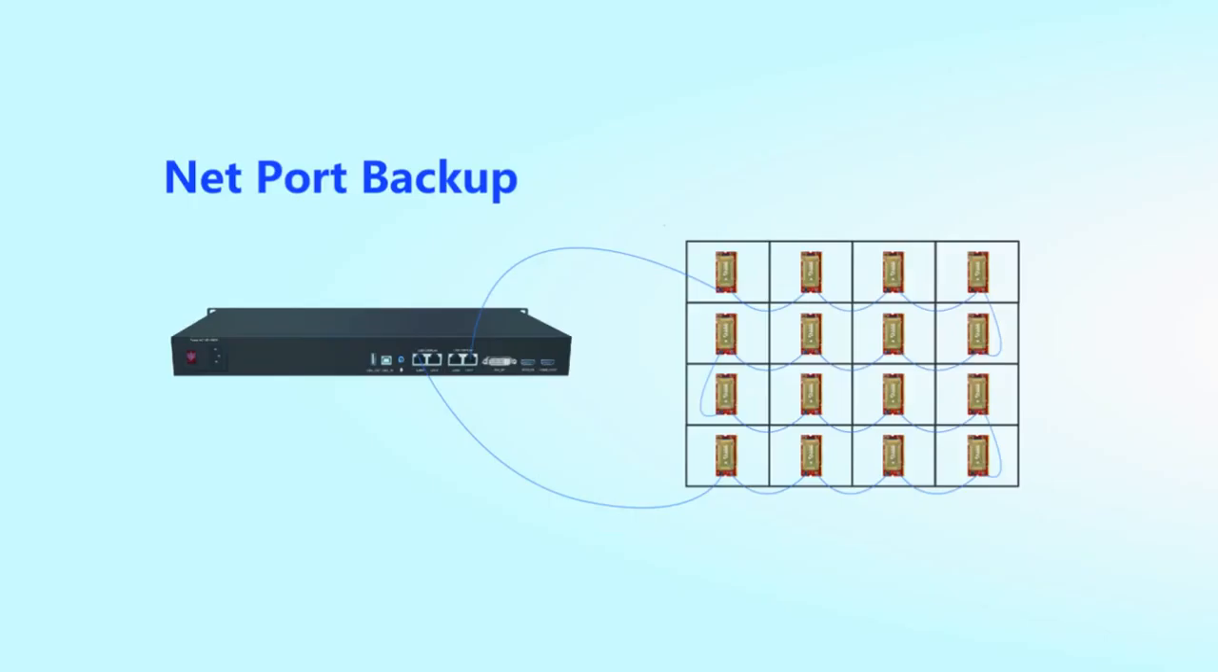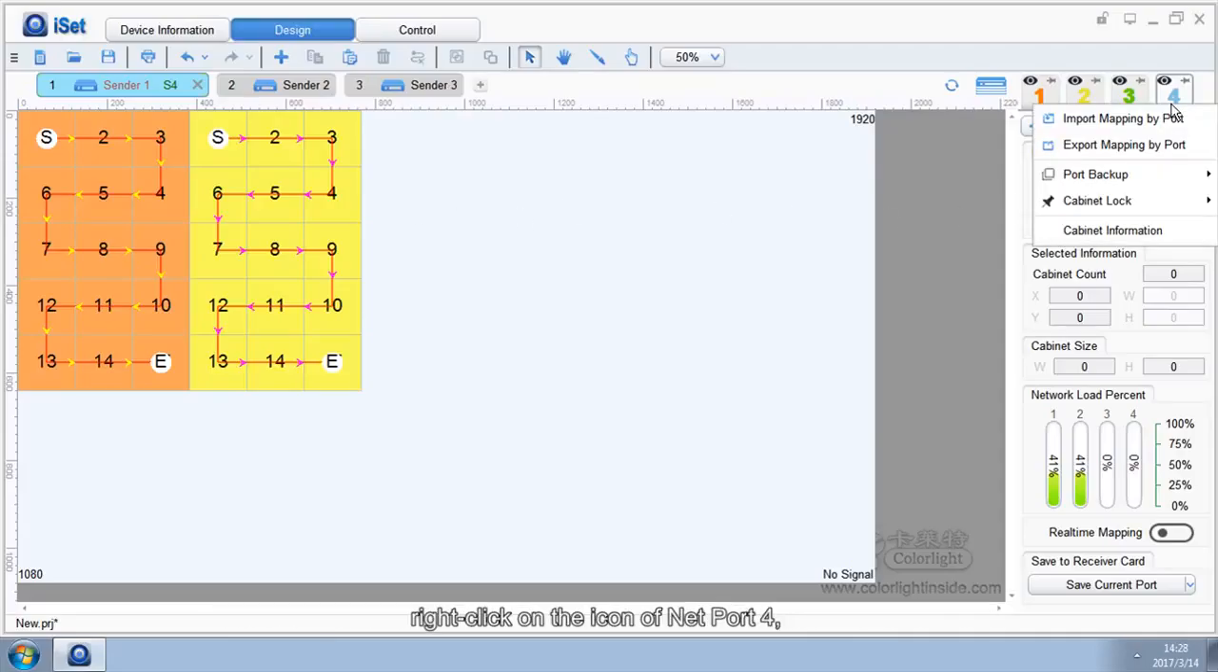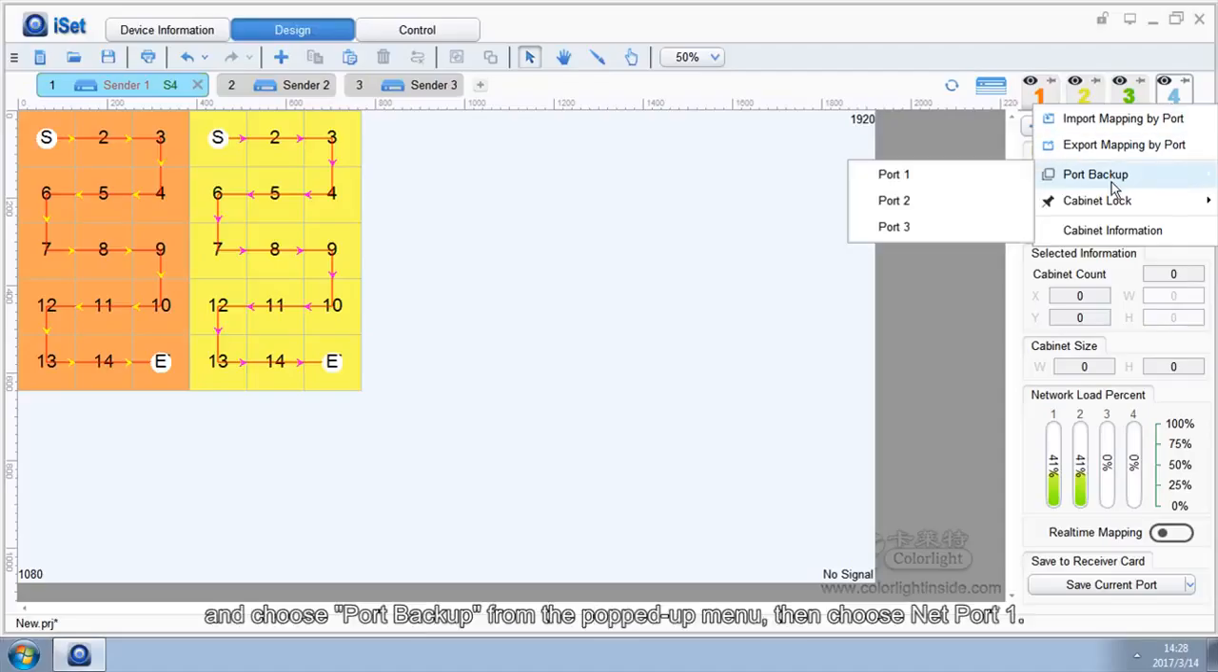NAT port backup. Besides setting backups between senders, iSet can also set backups between senders' NAT ports. For example, if we need to set NAT port 1 as the backup port of NAT port 4, right-click on the icon of NAT port 4 and choose Port Backup from the pop-up menu, then choose NAT port 1.